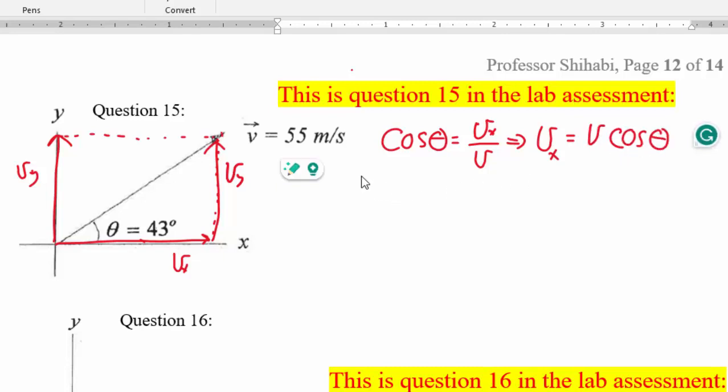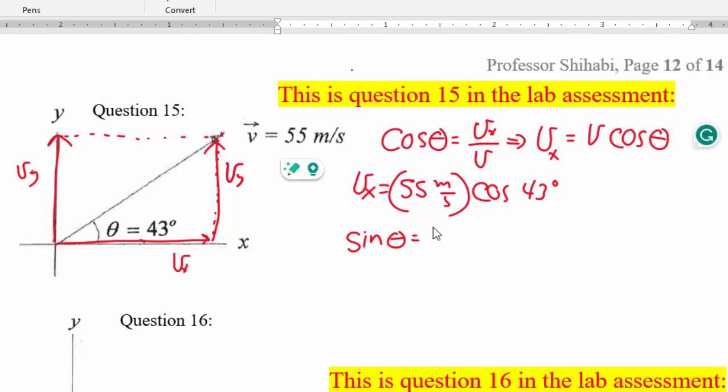So we can now plug the values, and hence Vx will be 55 meters per second times cosine 43 degrees. And I'll let you carry out the calculation. And the same thing for the y component of the vector, since the trigonometric function that relates the y component to the hypotenuse, which is the vector, is sine. Sine the angle is the opposite, which is v sub y, over the hypotenuse, which is v, the vector v.